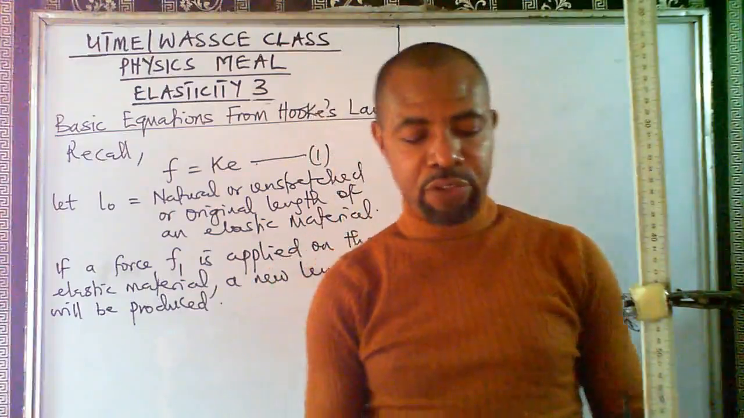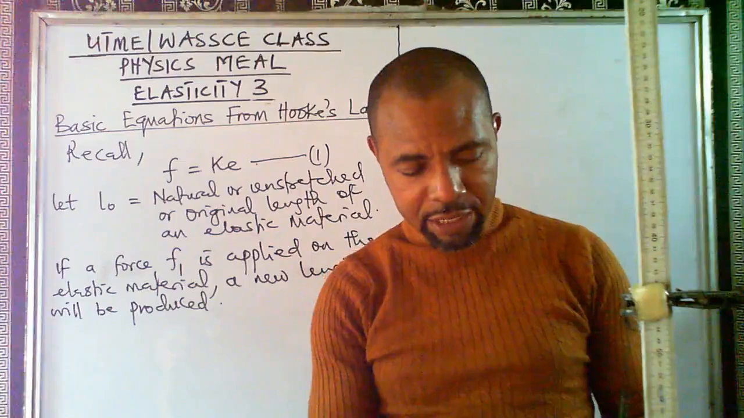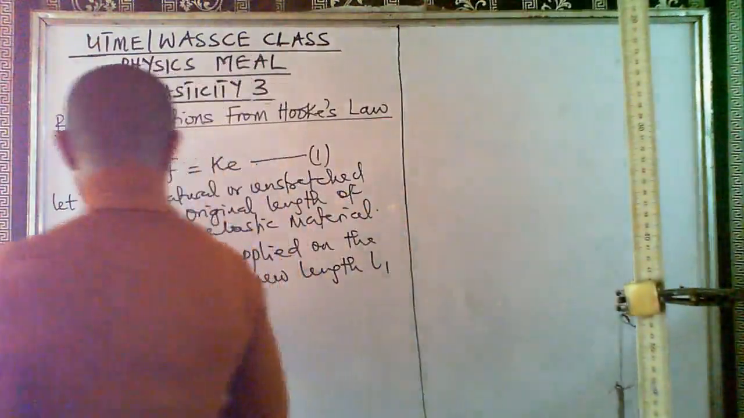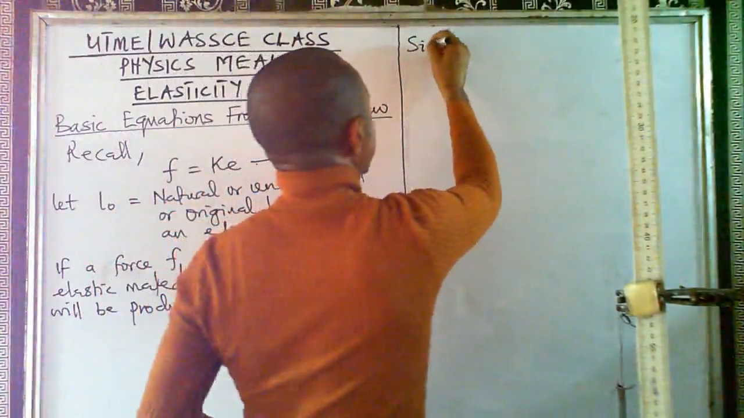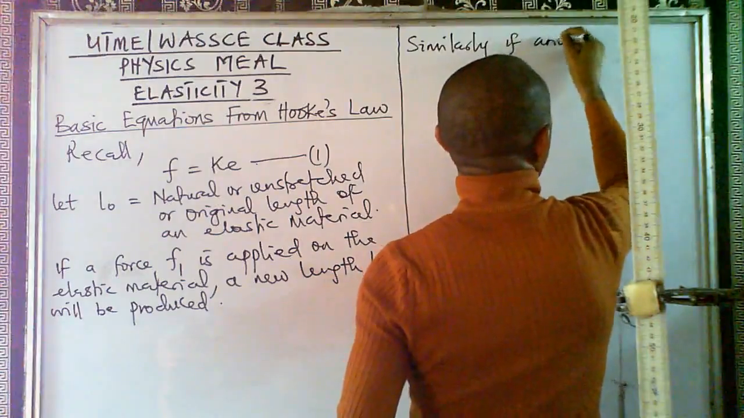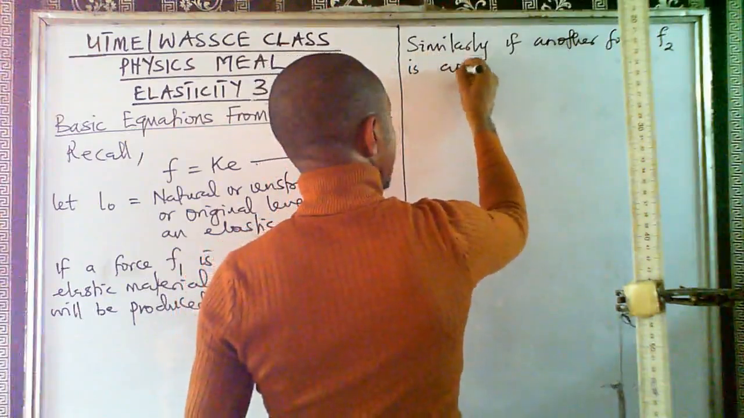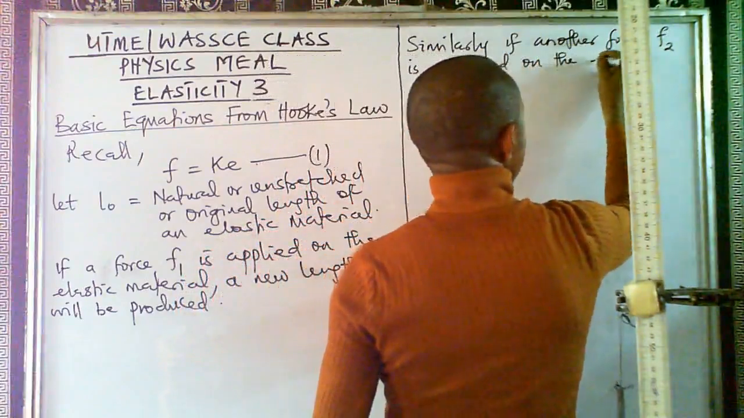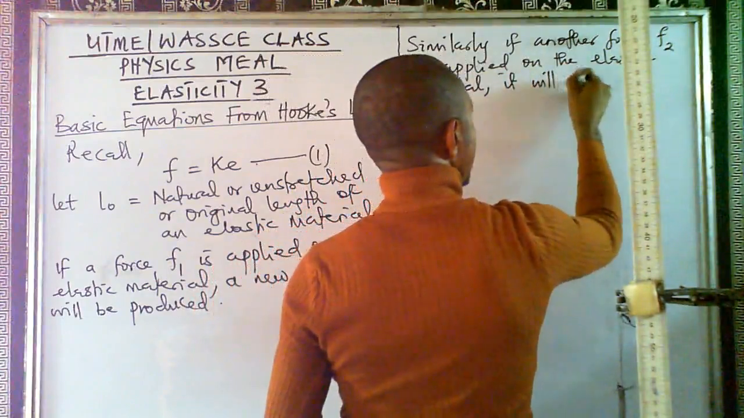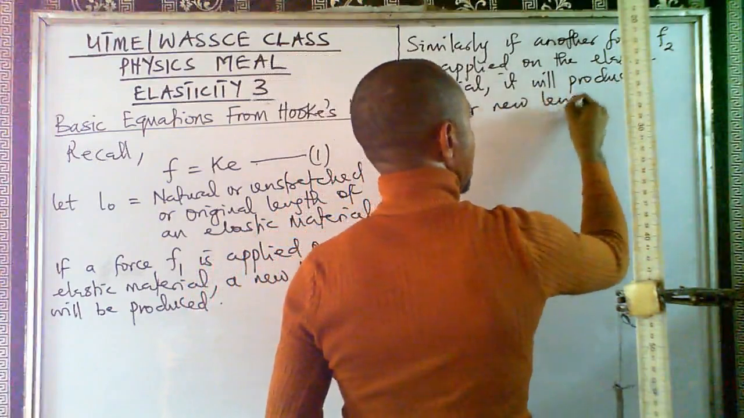Supposing I decide to add another force, I hope you know that the length will also increase. So if I add another force, a new length has been produced as a result of the addition of another force. Similarly, if another force F2 is applied on the elastic material, it will produce another new length L2.